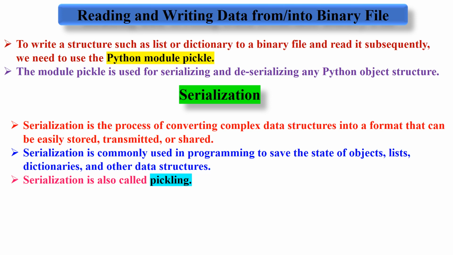So, serialization is the process of transforming data or an object in memory, RAM, random access memory, to a stream of bytes called byte streams. These byte streams in a binary file can be stored in a disk or in a database or sent through a network. Serialization is commonly used in programming to save the state of objects, lists, dictionaries, and other data structures. Serialization is also called pickling.